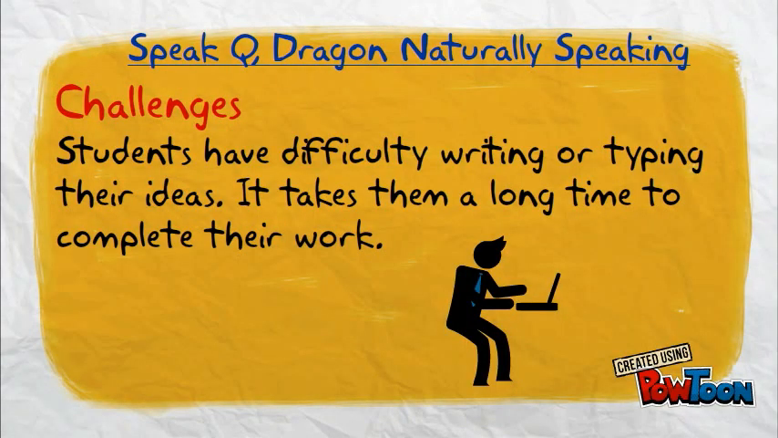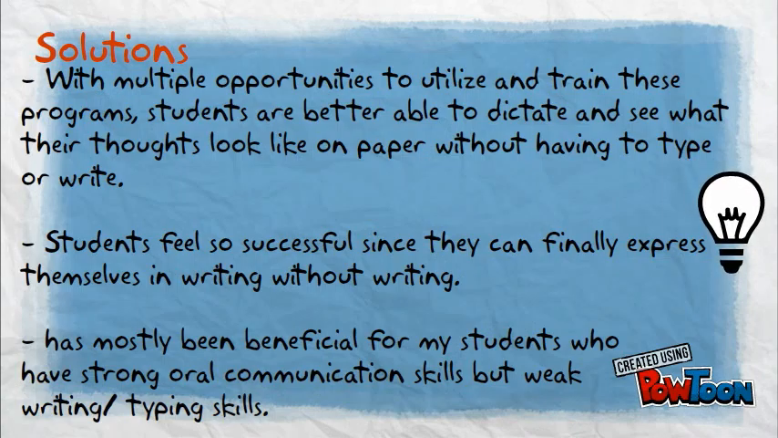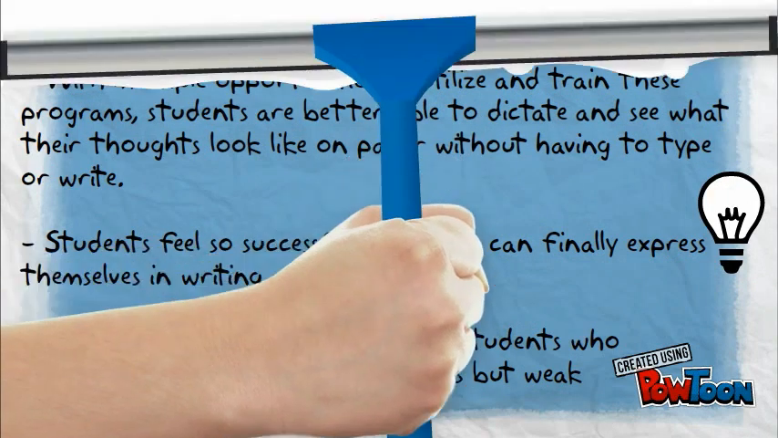Another challenge that students have is that they can't write or type very easily. It takes them a long time to complete their work and get their ideas out. SpeakQ and Dragon Naturally Speaking are very good solutions when students are given multiple opportunities to utilize and train these programs. Students can dictate and see what their thoughts look like on paper, and when the programs work well, students feel so successful since they can finally express themselves in writing using a different vehicle.